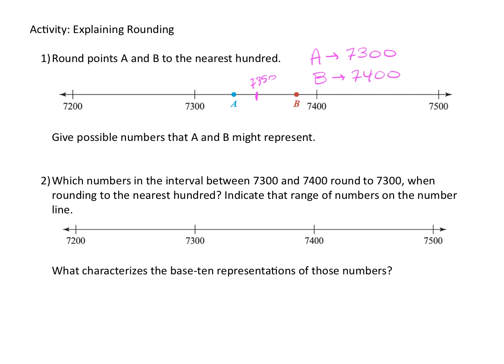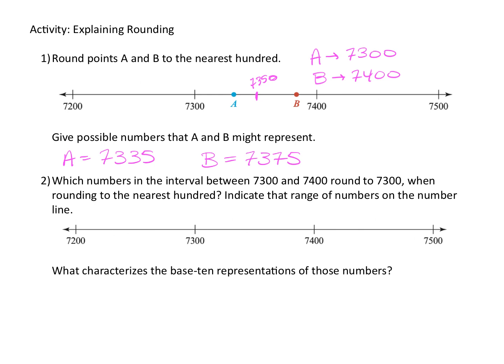So possible numbers that A and B might represent: A could be anything smaller than 7,350, maybe 7,335. And B would be anything bigger than 7,350, maybe 7,375.